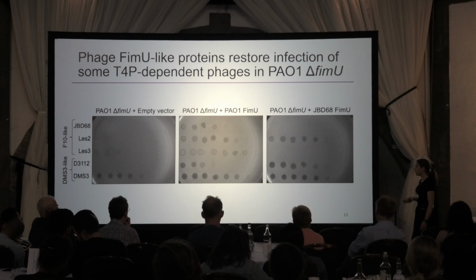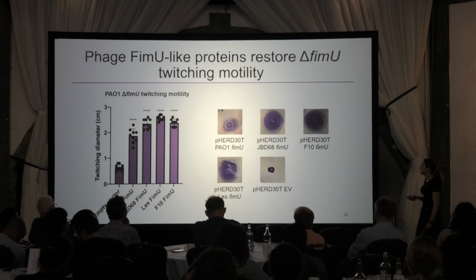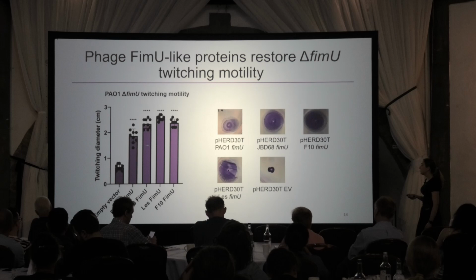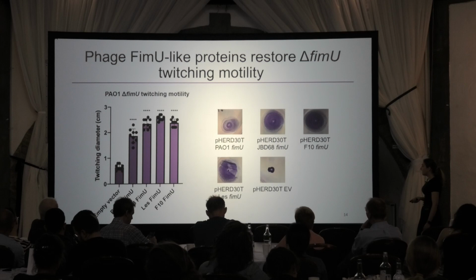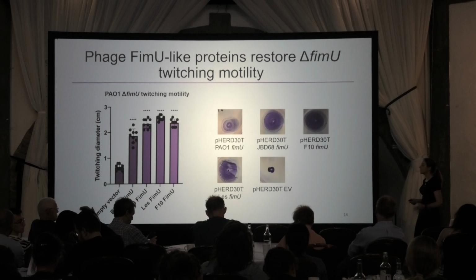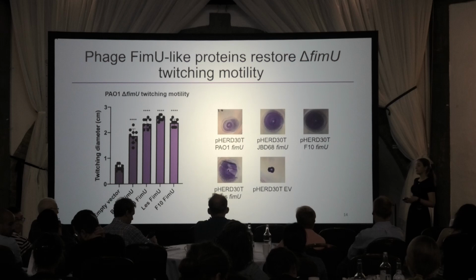And likewise, when we perform the twitching motility assays, we see that expression of any of the different phage FMU proteins restores twitching motility compared to the empty vector, and it's even greater than that of the bacterial PAO1 FMU complement. What this is suggesting is that these phage FMU proteins are being incorporated into the pili, and they're doing so in such a way that they're not disrupting type 4 pili activity, but they're specifically blocking the infection of the epithelial phages.